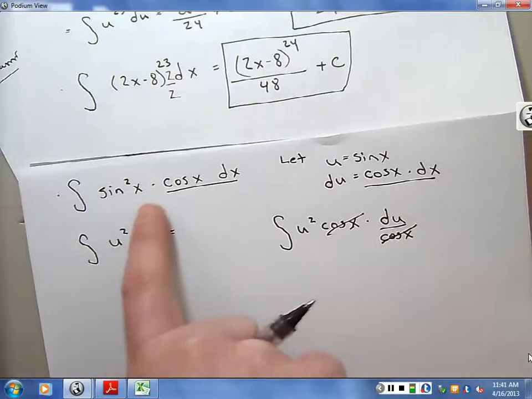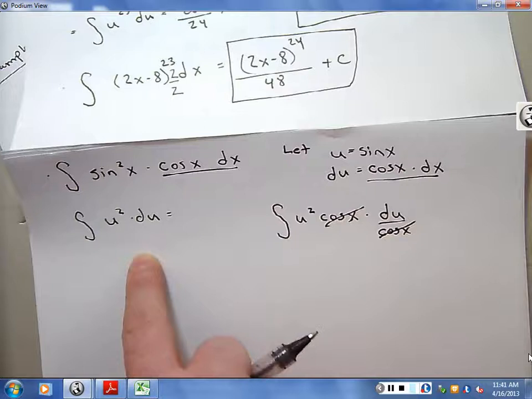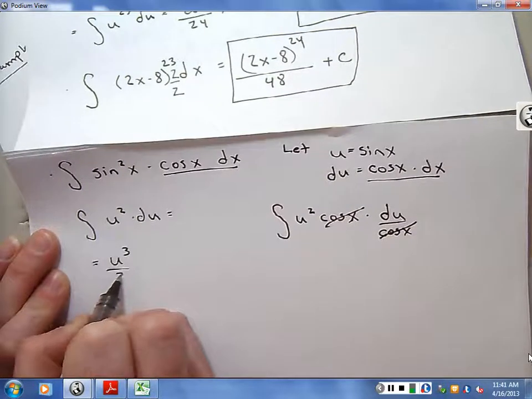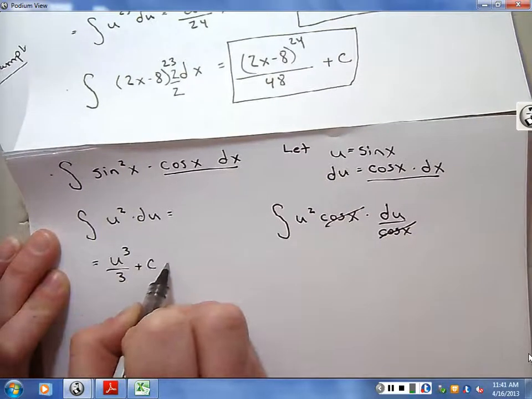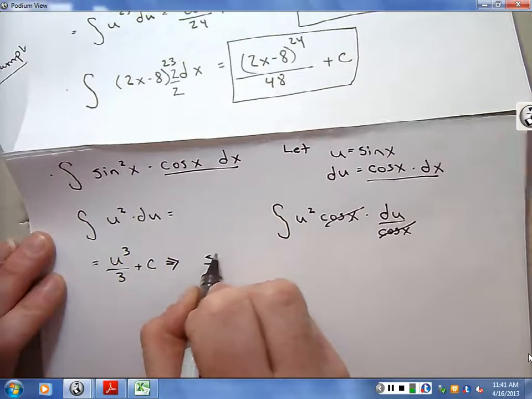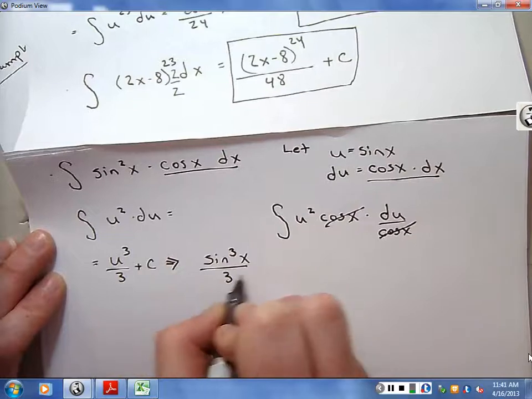Okay. So back here, do you guys see how I got this integral in terms of u only? What's the integral of u squared? u cubed over 3, and then there's a plus c. So then if I back substitute, u was sine, so I end up with the answer: sine cubed of x over 3 plus c.